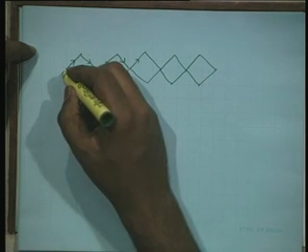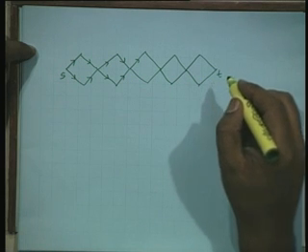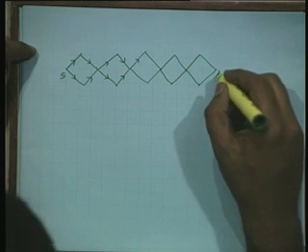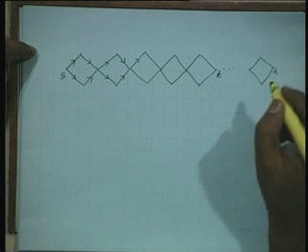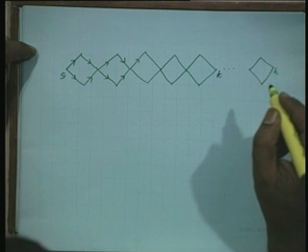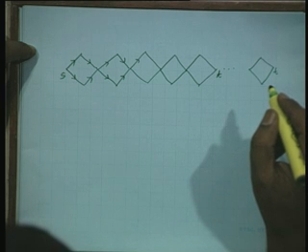Right, you get the idea. This is S and this is T. Sorry, there are more such diamonds. This is T.